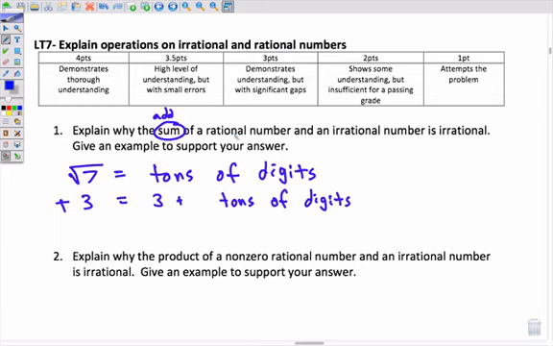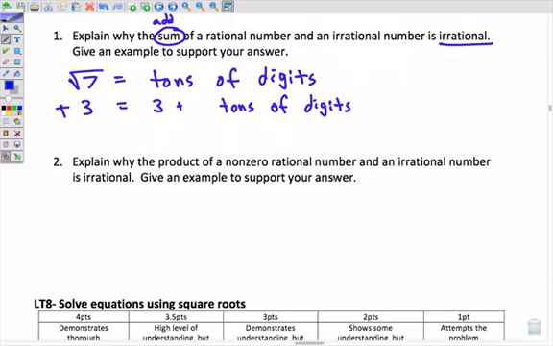If you add any sort of rational number to an irrational, you're still going to have this big long list of digits that goes on forever, and that's what keeps it irrational. For the second part down here, explain why the product, product means multiply. This was probably the biggest mistake that I saw with this one when I was looking at your checkups. Product means multiply. It's not the same as adding. So in this case we're talking about, again, an irrational number, but now we're just going to multiply it by something.